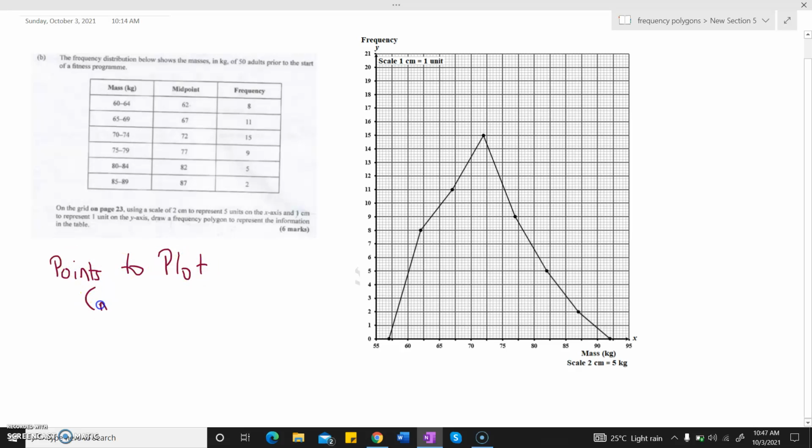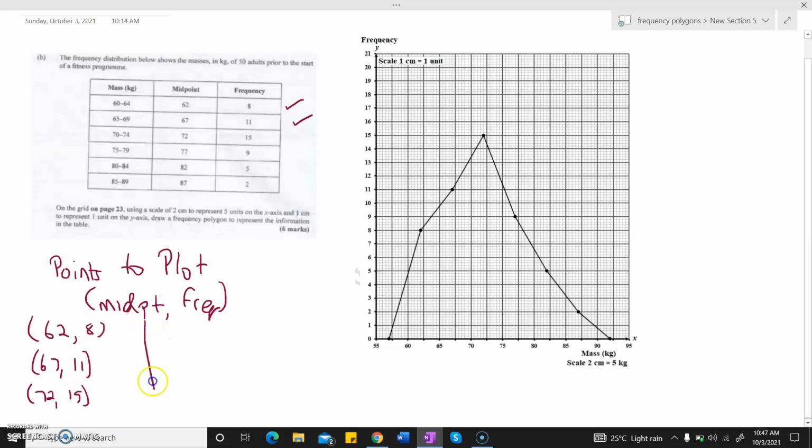it's the midpoint, that's the x value, comma your frequency. So the first point, the midpoint was 62, so 62, comma 8. The next one would be midpoint 67, comma 11. Then 72, comma 15. Then afterwards 77, comma 9. 82, comma 5. And then the last one, 87, comma 2.